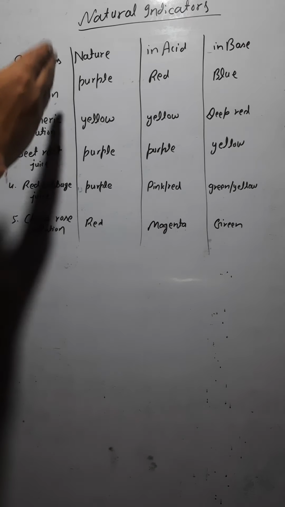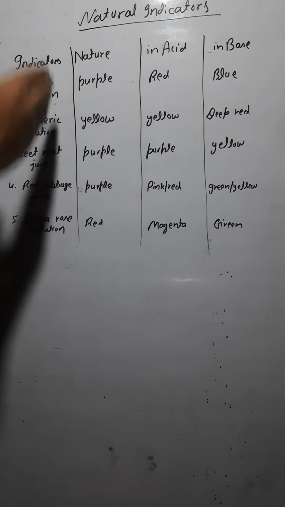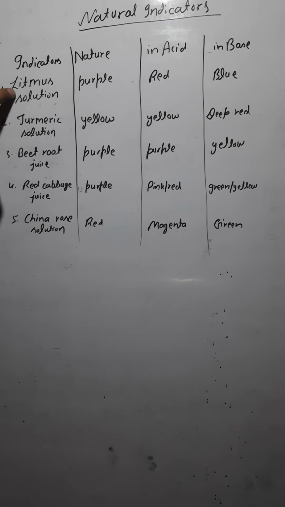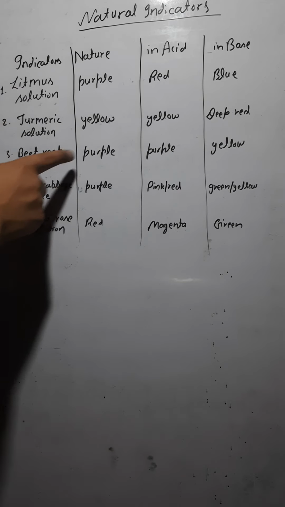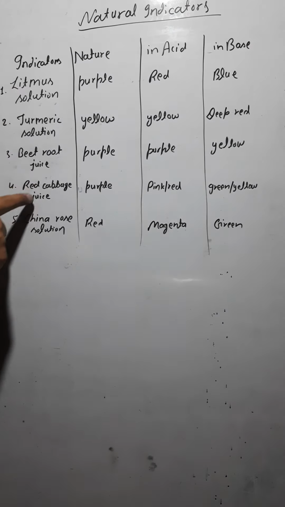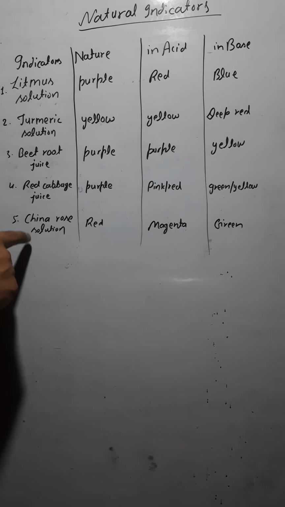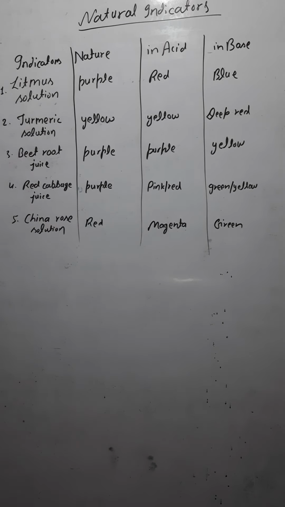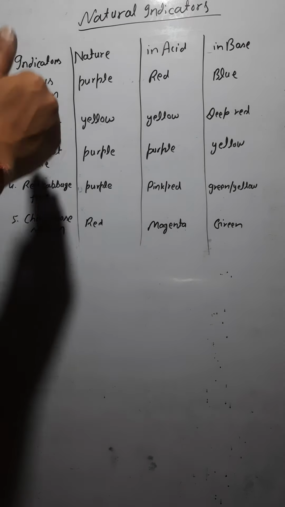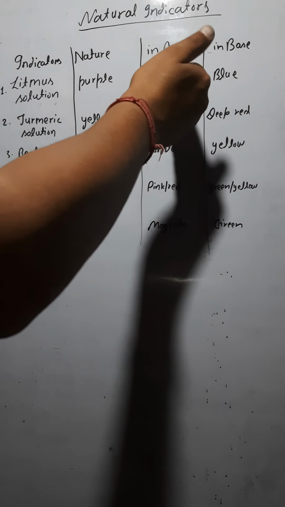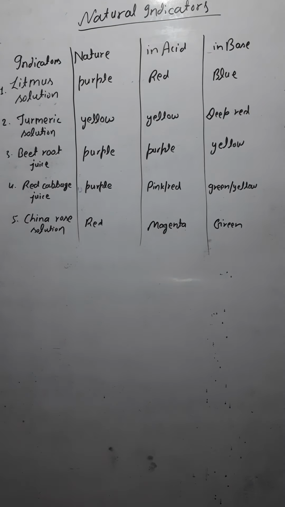Now the natural color of litmus solution is purple, turmeric solution is yellow, beetroot is purple again, red cabbage juice is purple again, and China rose solution is red. Now which color they give in acidic solution and in basic solution is how they indicate whether the given solution is acidic or basic.